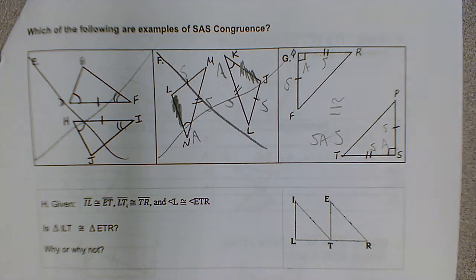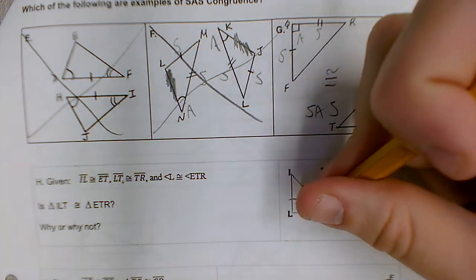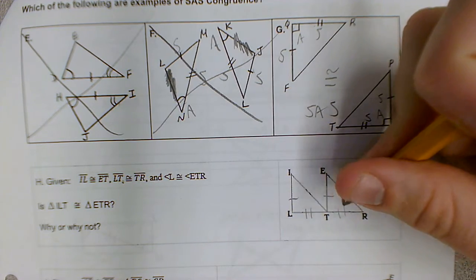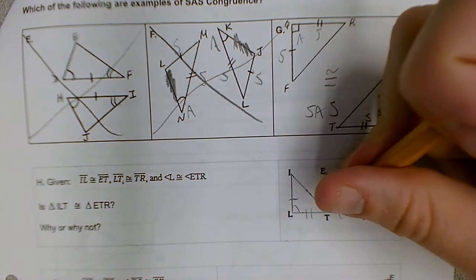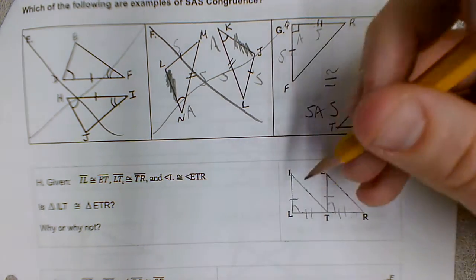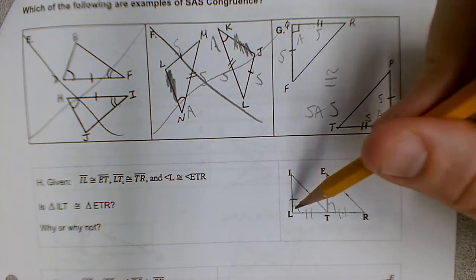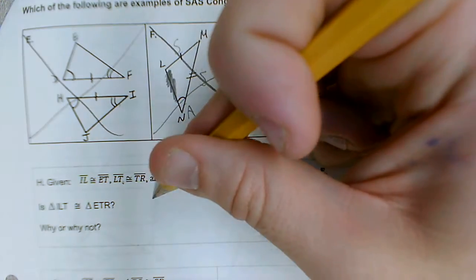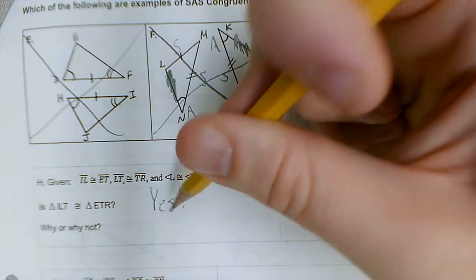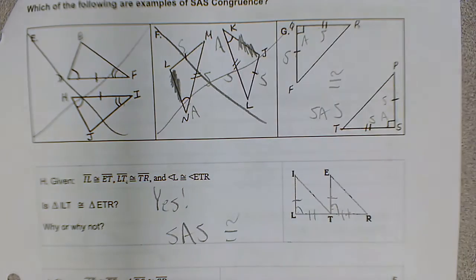So, now that we've established what side angle side is, let's use it to prove some triangles congruent. Given that IL is congruent to ET, LT to TR, and that angle L here is congruent to angle ETR, are they congruent? The answer is yes, because of side angle side. These are congruent because of side angle side congruence.